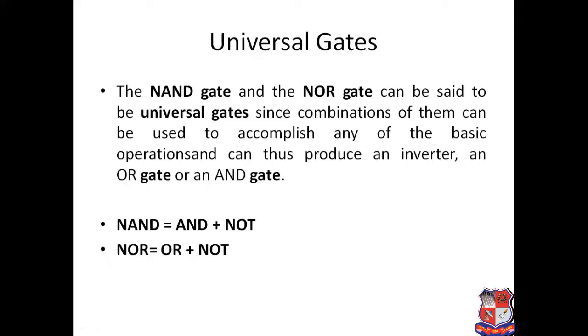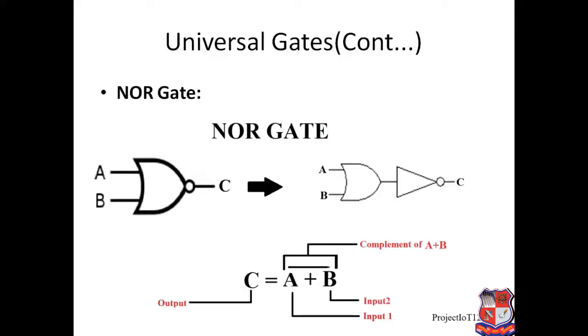So how can we make NAND gate and NOR gate? NAND is nothing but the combination of AND gate and NOT gate. In the same way, NOR is nothing but the combination of OR gate and NOT gate. So we will discuss NAND gate and NOR gate. First of all, we will see the NOR gate. NOR gate is nothing but a combination of OR gate and NOT gate.